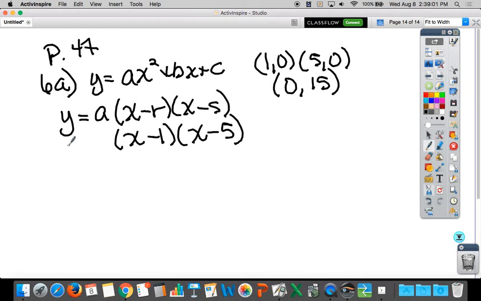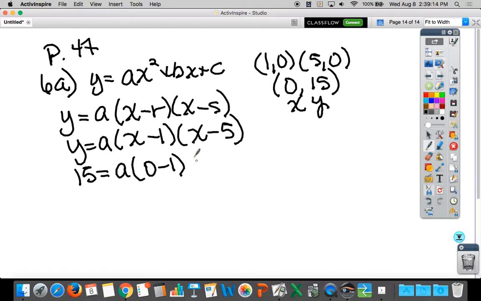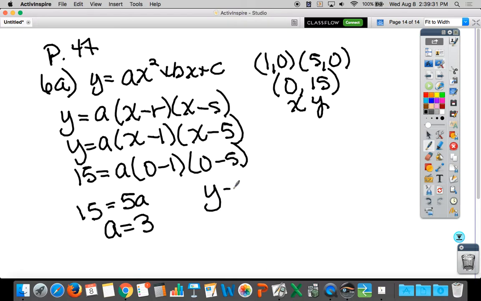Now, that's y equals a. Looks like I have 3 unknowns, but I have another x and I have a y. So y is 15. My x's are 0. So negative 1 times negative 5 is positive 5. So my a is 3. Did we get a is 3? We would make it that far. All right, so 3, x minus 1, x minus 5.